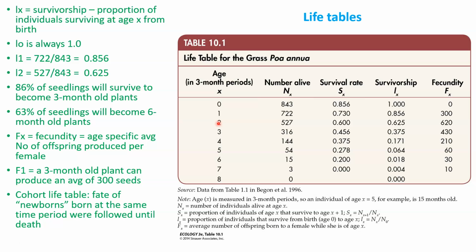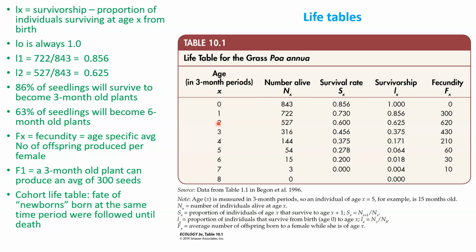Now, there are two different types of life tables. You should already know that, since most of you have started your labs. One type is the cohort life table. What does that mean? Well, a cohort life table follows the fate of all newborns of a given population from their birth to death, right?